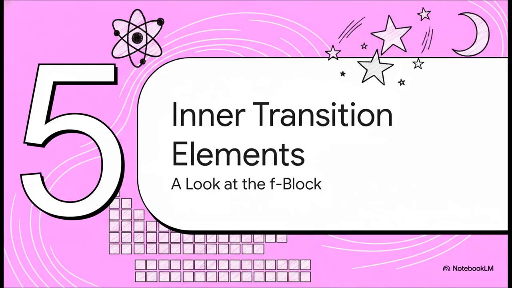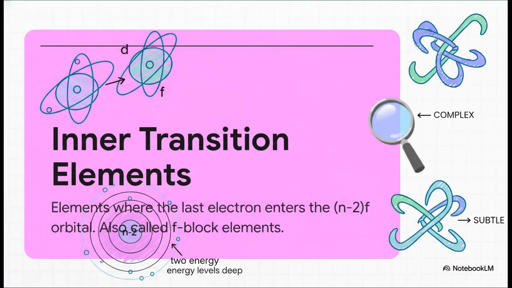All right, for our last section, we're going to go one level deeper into the periodic table. We've talked about the d block, but what about those two mysterious rows that always sit at the very bottom? It's time for a quick look at the f block, also known as the inner transition elements. So, what's their defining feature? Well, while the regular transition metals are filling up their d orbitals, these guys, the inner transition elements, are busy filling up their f orbitals.